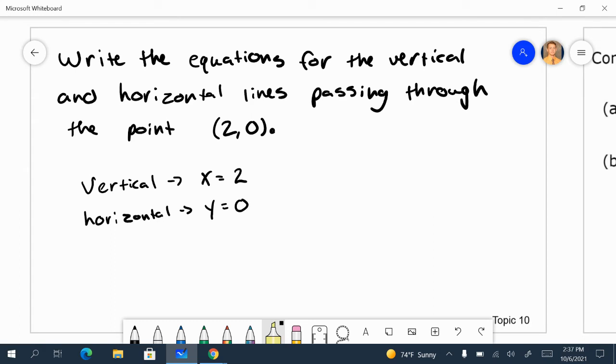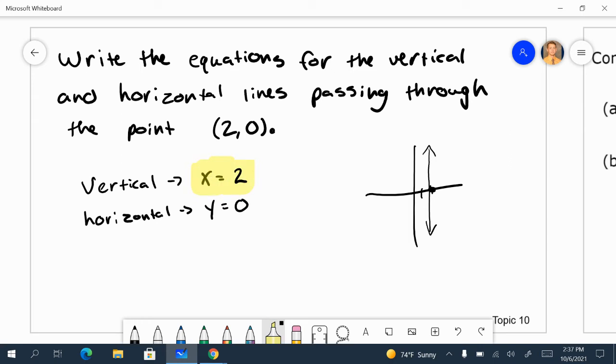Okay, this one's kind of a quick and easy topic. It says write the equations for the vertical and horizontal lines passing through the point (2, 0). So if I were to draw this out really quick, let's go here. 1, 2, 2 is located right there. (2, 0), that's that point. If I wanted to do a vertical line, that would be like this. That vertical line is going through the x-axis at 2, and that's my equation for it.